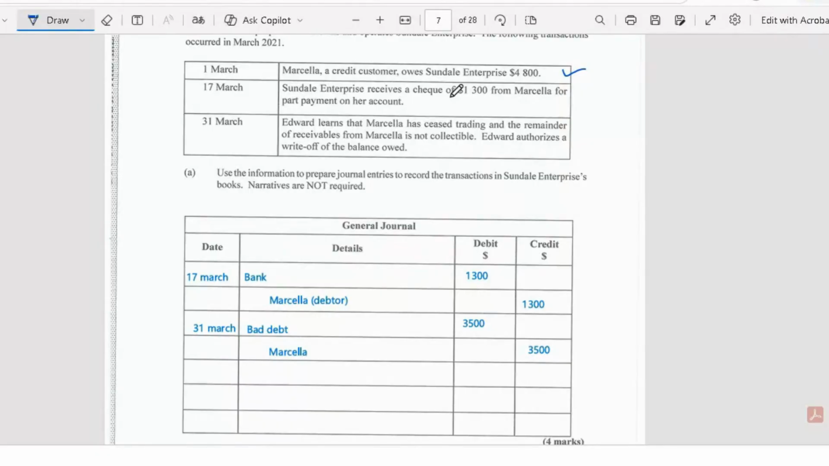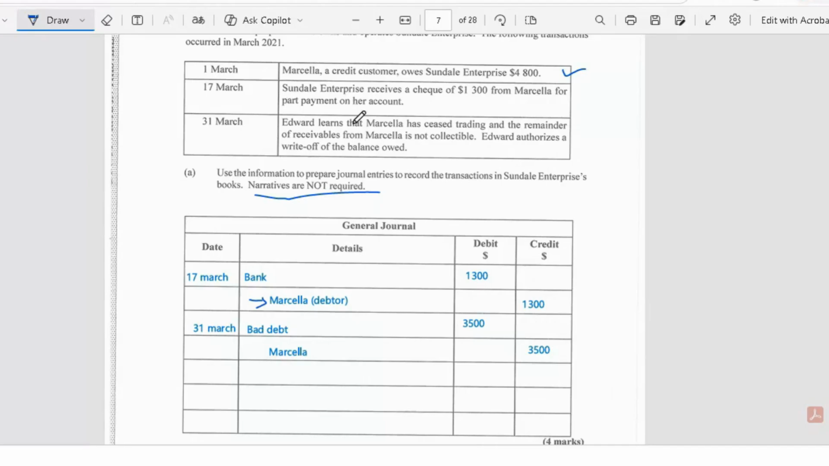So on the 17th, Sundell Enterprise receives a check of $1,300 from Marcella for part payment on her account. So we need to record this. You normally debit the bank account because it's affecting the check, and we credit Marcella, which is the person who owes Sundell. Here you see it reflected in the general journal. We debit bank, credit Marcella, remember to indent, and remember that narratives were not required, so we don't need to put anything for that.